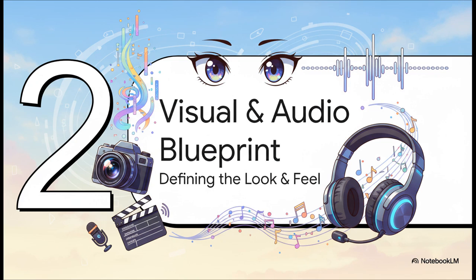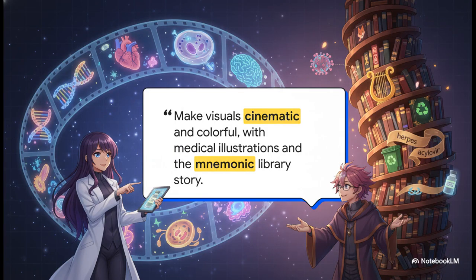Now, we move to part 2, the visual and audio blueprint. This is where you get to be the director, the cinematographer, the sound designer. You're defining the entire look and feel of the project. This is just a perfect example of going way beyond make it look good. The prompt uses these great evocative words like cinematic and colorful to set a mood, but then it gets hyper-specific, calling out the exact elements for a memory trick, the recycling bin for Acyclovir, the harp for herpes. You're giving the AI these tangible, creative building blocks to play with.